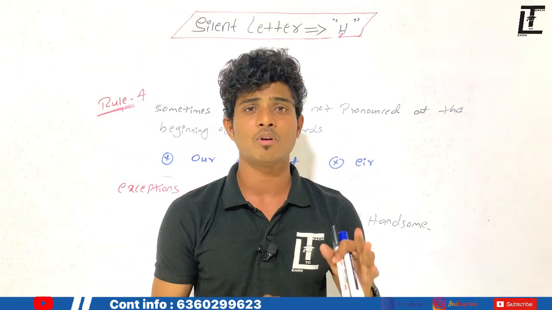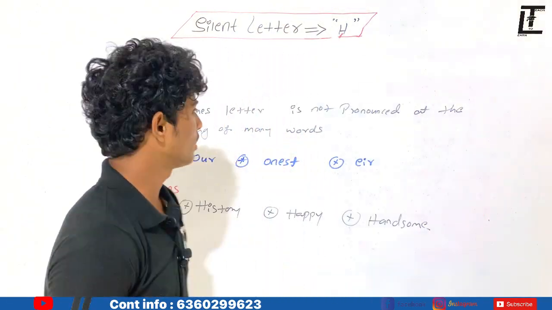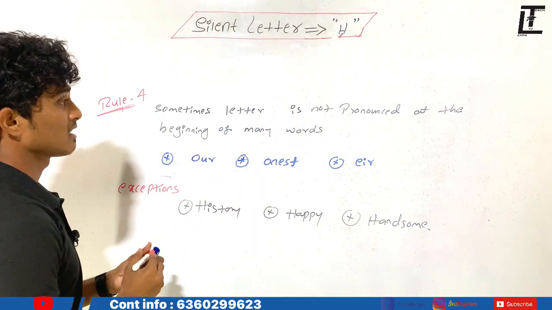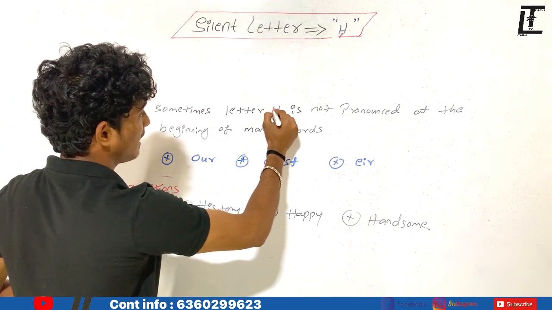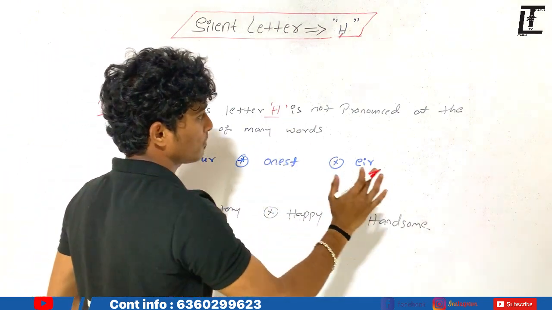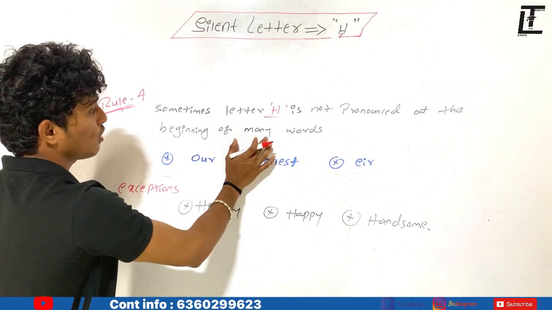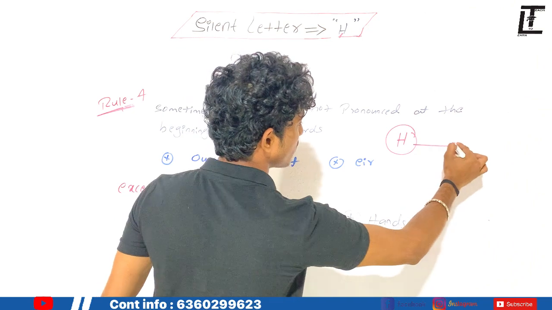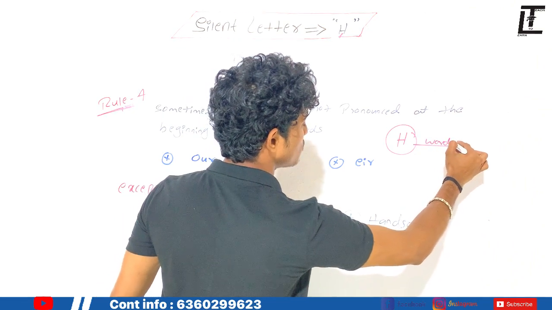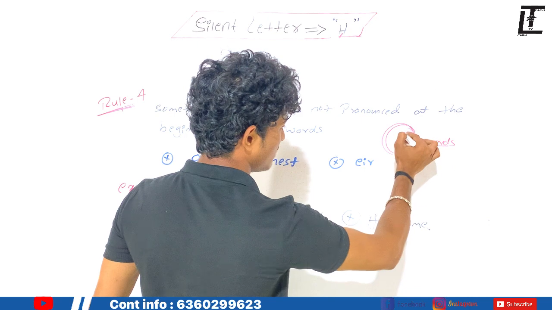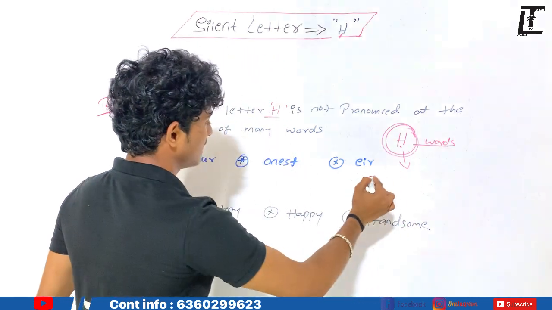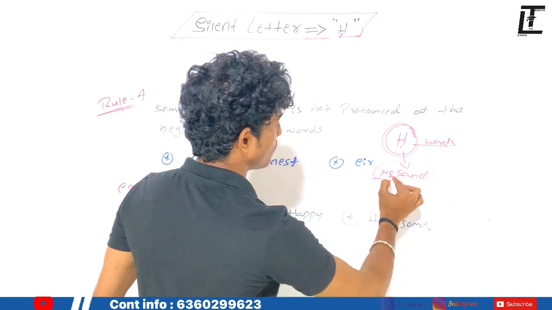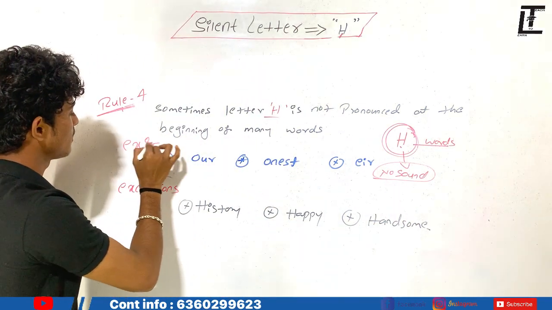We discussed rule number 3 of silent letter H. Now we have rule number 4, where the letter H is not pronounced, but it is written. Sometimes letter H is not pronounced at the beginning of many words, which means when many words begin with H, the H does not have sound. The H does not have sound. No sound. Fine.